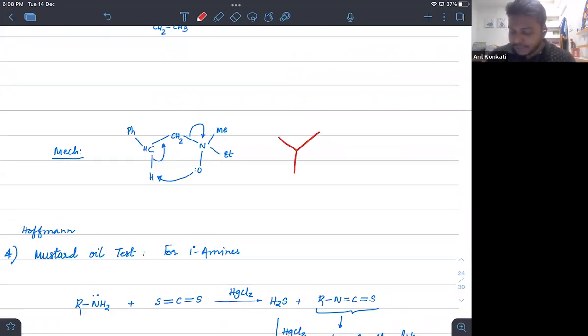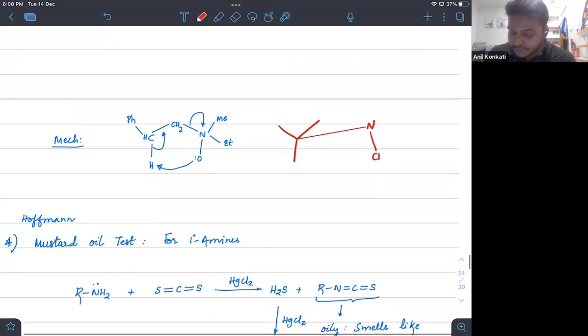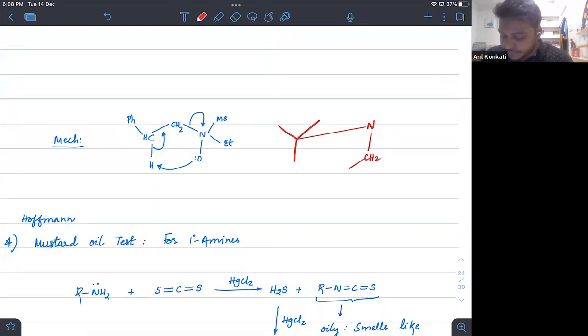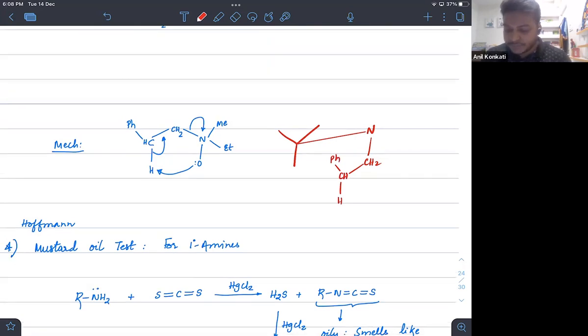If you recall, we did this earlier. So we will have a sawhorse projection this way for nitrogen, and then nitrogen, correct? So for nitrogen, we have methyl, CH2 here, methyl, CH2 here, with CH and H and a phenyl group. This is how we have it, correct?